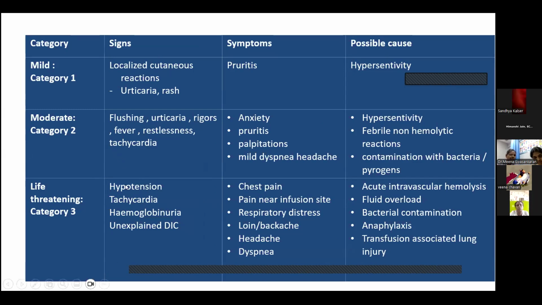Third is life-threatening or severe allergic reactions. That is, the signs are hypotension, tachycardia, hemoglobinuria, and unexplained disseminated intravascular coagulopathy. The patient will have the symptoms of chest pain near infusion site, respiratory distress, backache, headache, and dyspnea. Possible causes are acute intravascular hemolysis, fluid overload, bacterial contamination, anaphylaxis, or transfusion-associated lung injury.